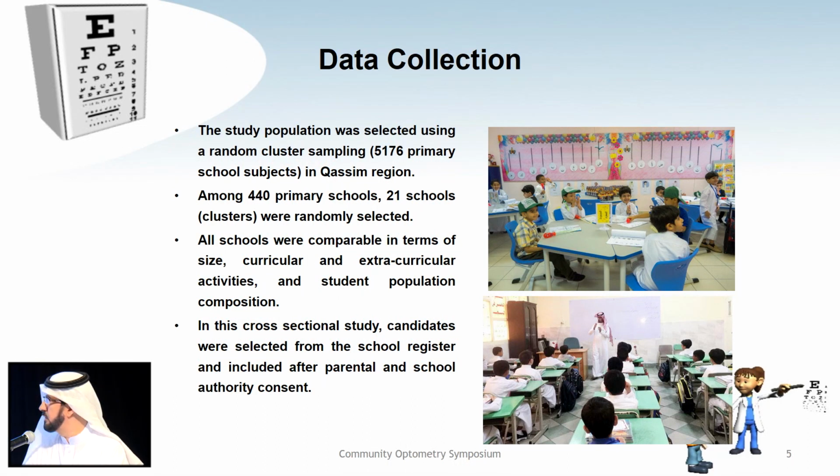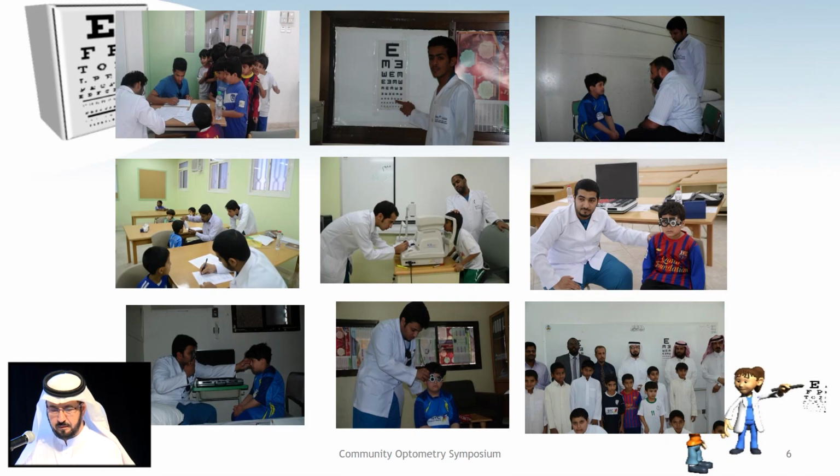So we collected the data from 21 primary schools in Buraida and other cities in Qassim region. We collected more than 5,000 students. All the schools were comparable in terms of size, curricular and extracurricular activities, and student population composition. In this cross-sectional study, candidates were selected from school registers and included after parent and school authority consent. These are some photos of our students and staff who were collecting the data at that time.